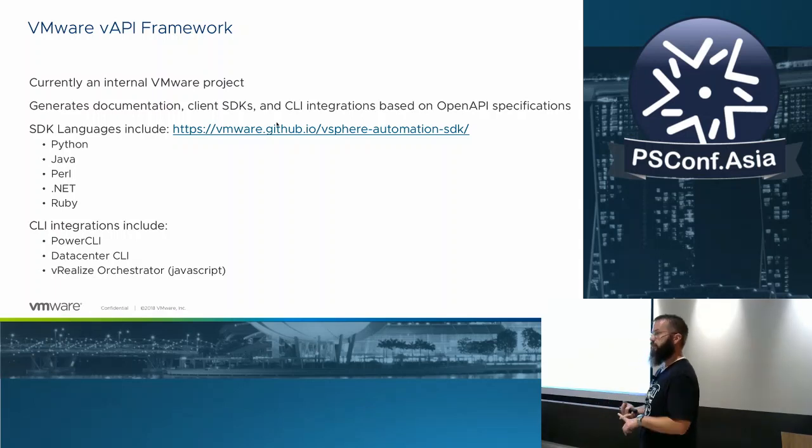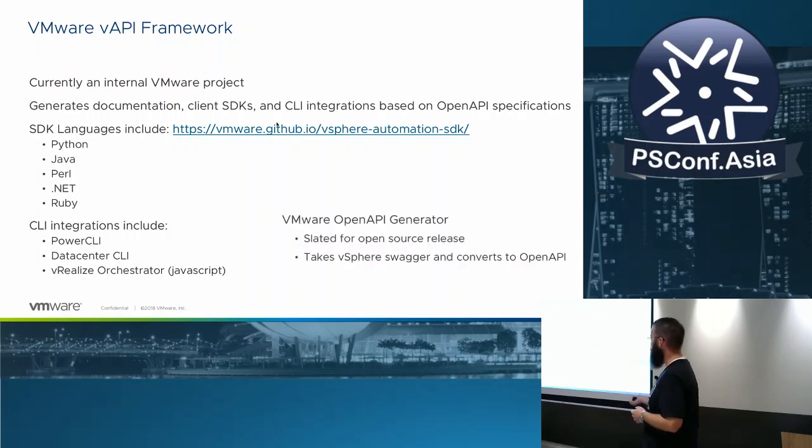We're creating all these SDKs. We're creating PowerCLI modules. We're creating some of the integrations for data center CLI, as well as vRealize Orchestrator, which is under the covers JavaScript. So included in our languages, we've got Python, Java, Perl, .NET, and Ruby. We've already got most of those out there and published.